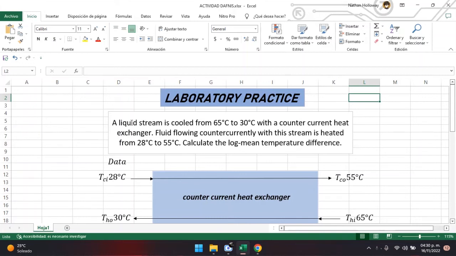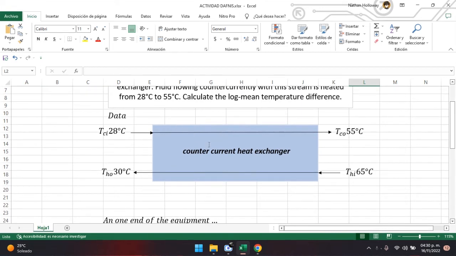Here we have a liquid stream that is cooled from 65 degrees Celsius to 30 degrees Celsius with a countercurrent heat exchanger. The fluid flowing countercurrently with this stream is heated from 38 degrees Celsius to 55 degrees Celsius. Now we are going to calculate the log mean temperature difference. Here we can see a graphical representation of our data in a countercurrent heat exchanger.